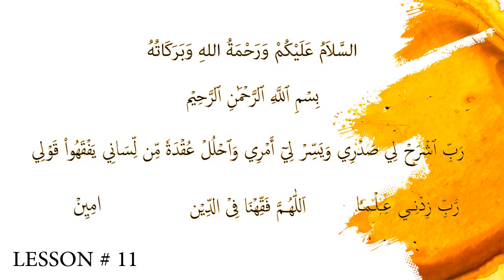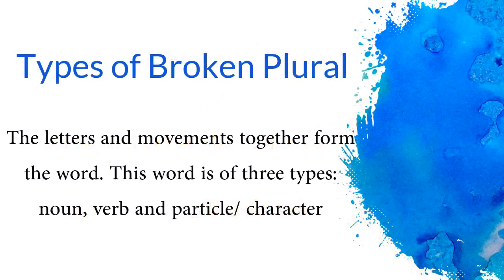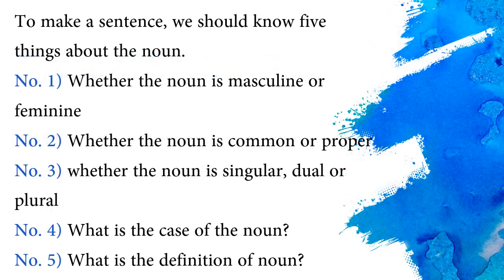Ameen ya Rabbil Alameen. Lesson number 11: Types of broken plural. The letters and movements together form the word. This word is of three types: noun, verb, and particle or character. To make a sentence, we should know 5 things about the noun.